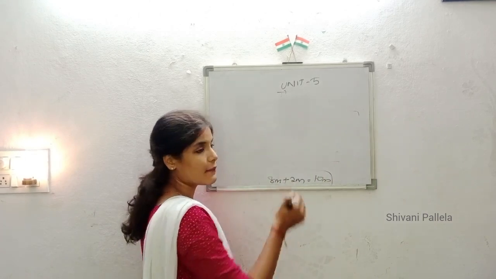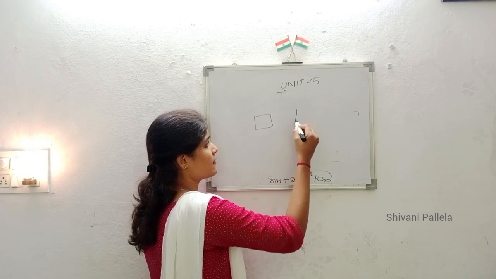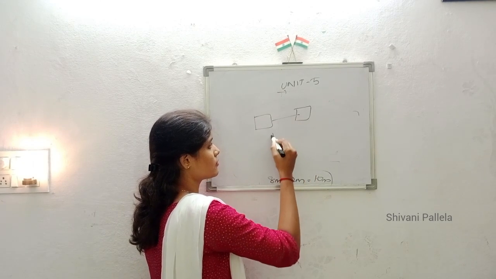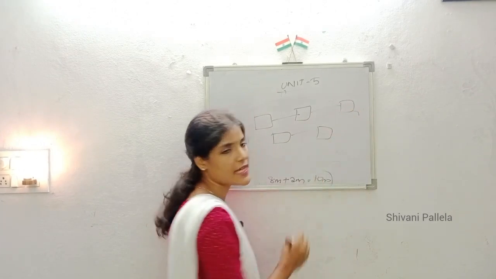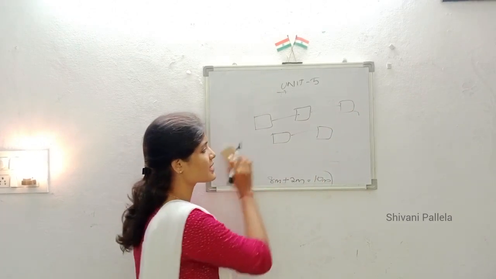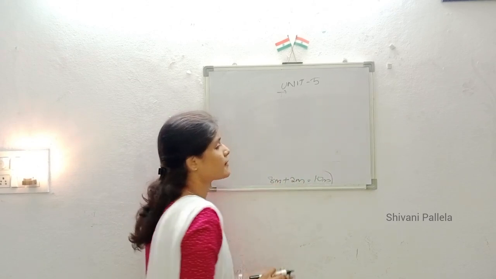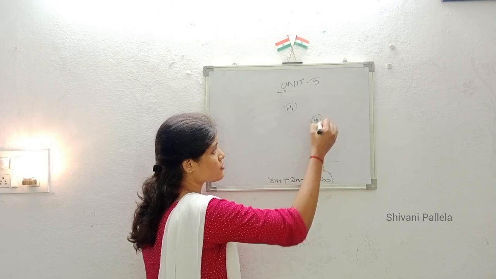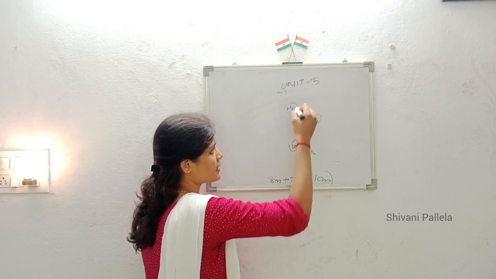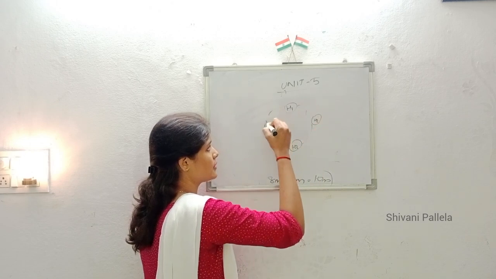For bus topology, how will you draw the diagram? This is a bus topology diagram. Draw this diagram and explain about the bus topology. Ring topology: h1, h2, h3, h4, like this ring.